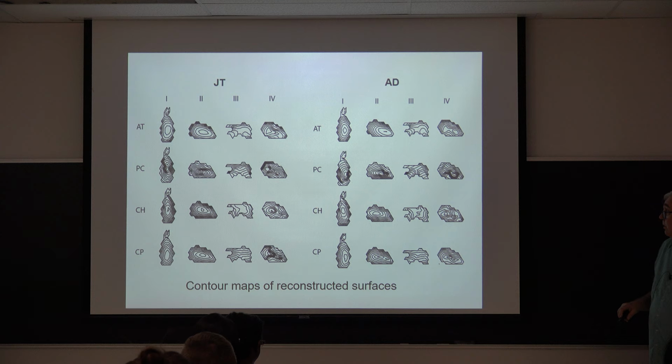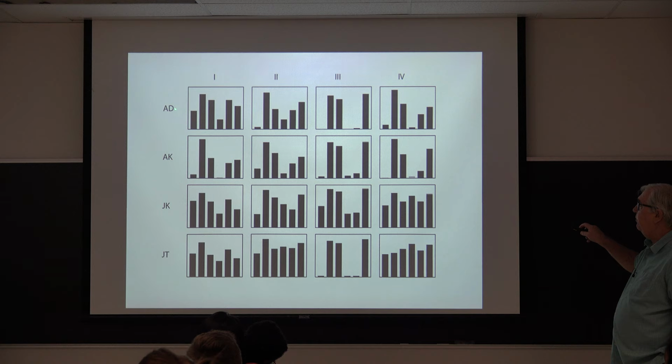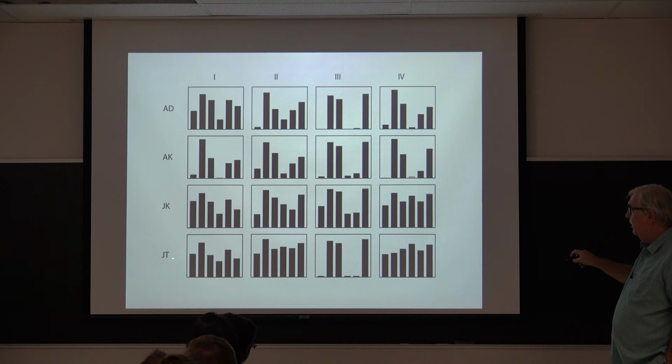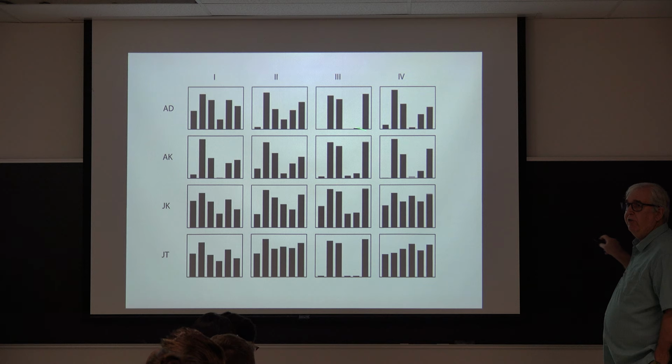And these are the different conditions. Let me jump to the data. So let me explain this plot. Here we have the different observers: Ans van Doorn, Astrid Kopers, Jan Koenderink, and James Todd. These are the four different objects. Number three, by the way, is the turtle. And these are the correlations between different methods.